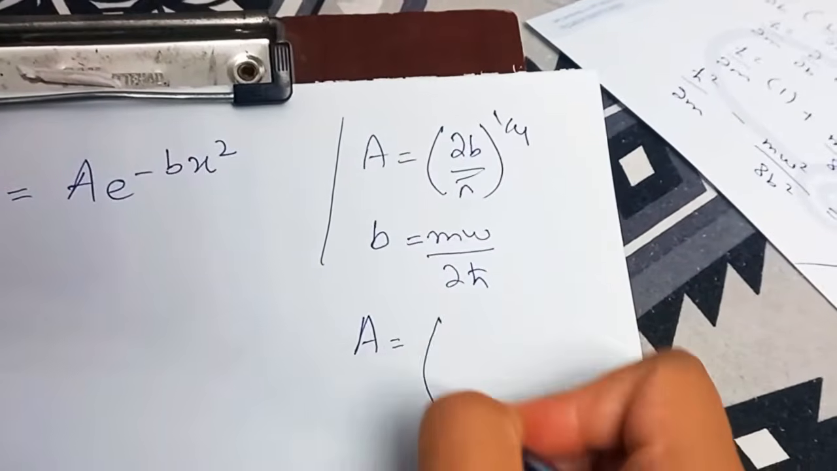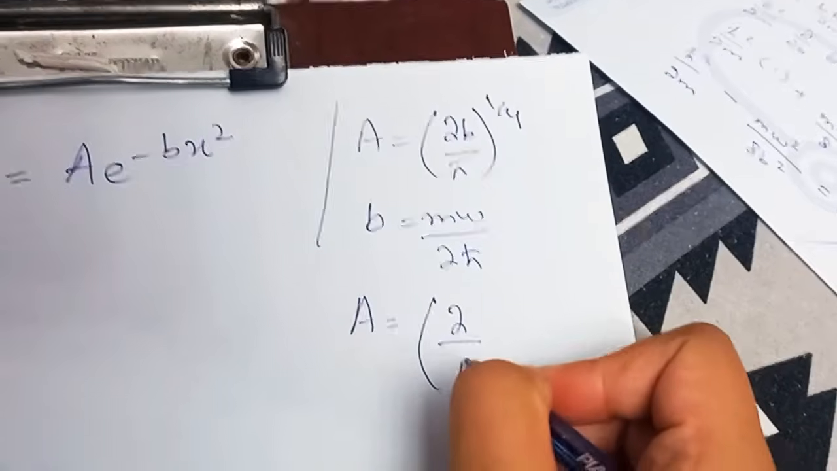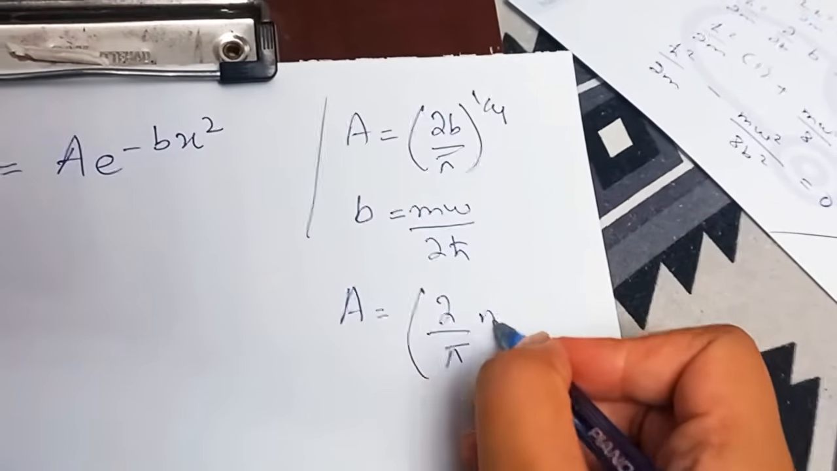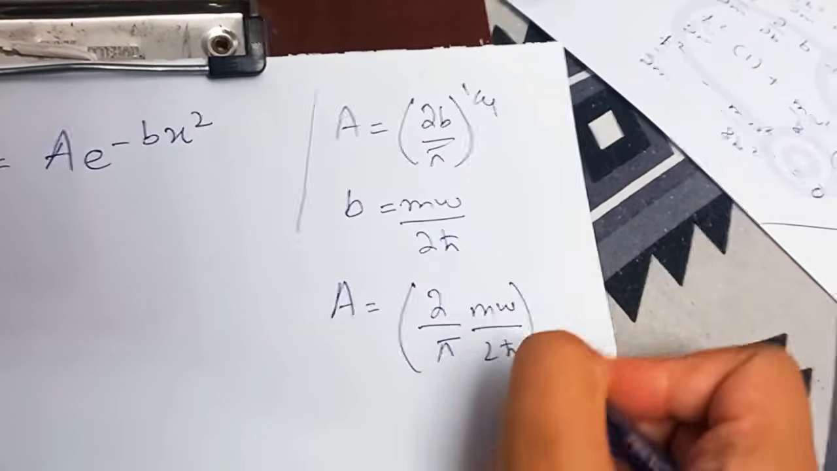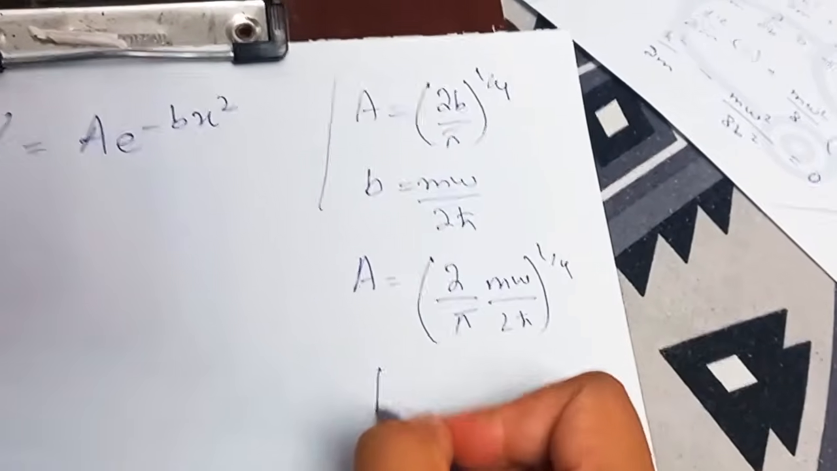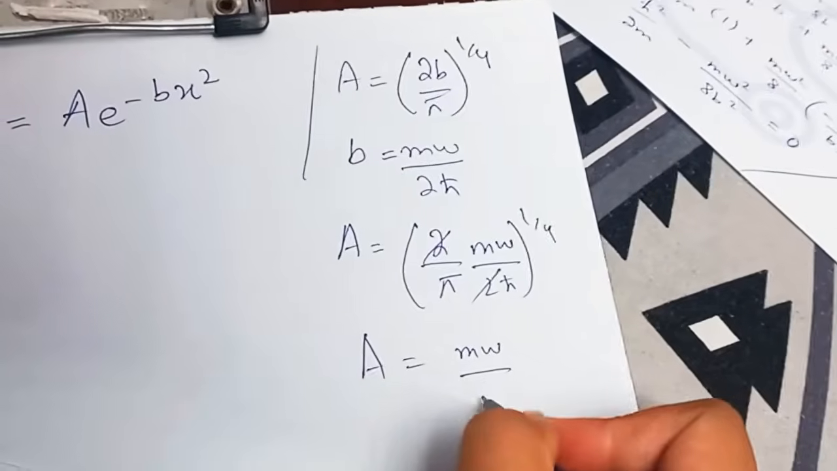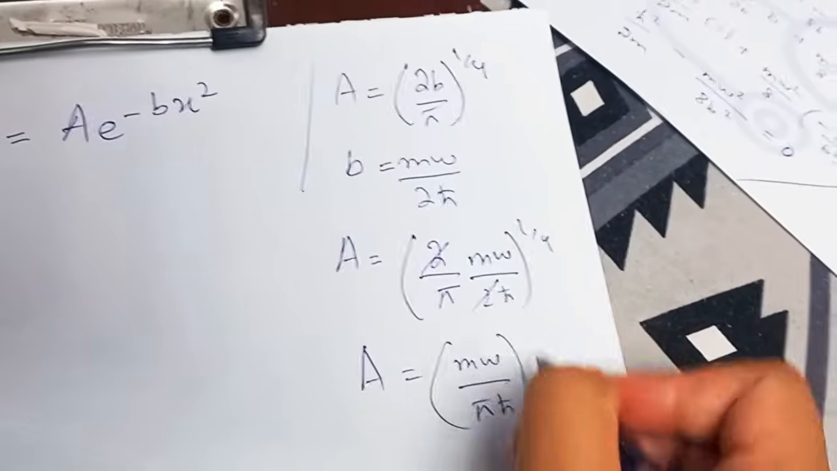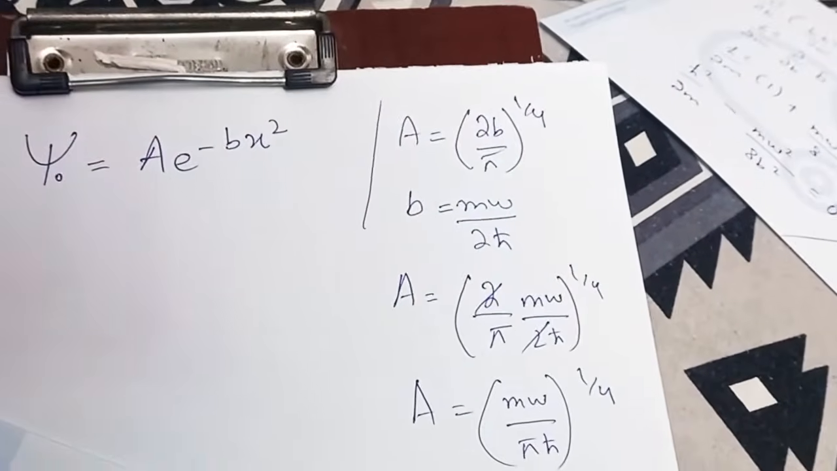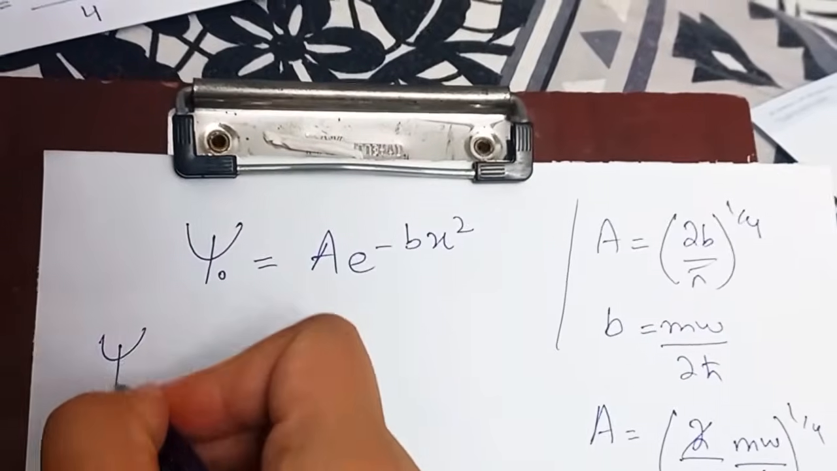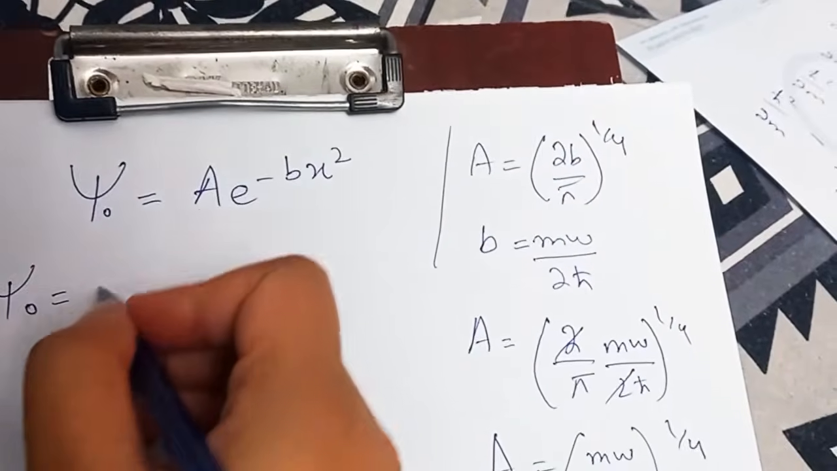Here in A it's b as well, so we'll put the value of b here too. So A is equal to (2 by π into b) to the power 1/4, and b is mω by 2ħ. So 2 and 2 cancel out. We are left with (mω by πħ) to the power 1/4. This is the value of A. Let's put it right into this expression to get the ground state wave function.